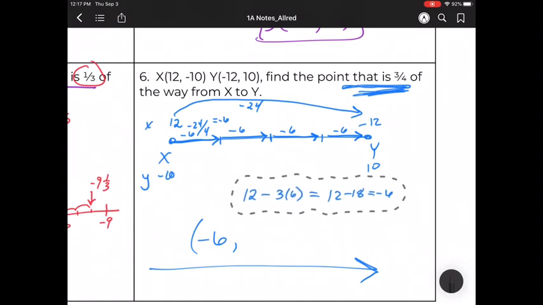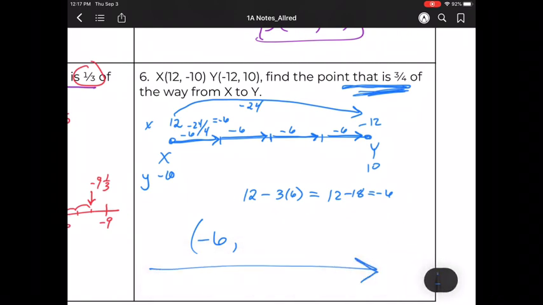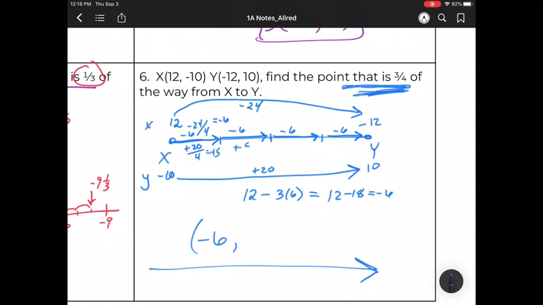I'm just moving this up to give myself some room. Okay, we're going to do the same thing with the y values. From negative 10 to positive 10, that is a total length of 20, but we're adding 20 to the y values. Negative 10 plus 10 gets you back to 0. 0 plus 10 gets you up to positive 10. So you're adding a total of 20. So each one of these is like taking a plus 20 divided by 4. Well, that's plus 5. So each one of these is a plus 5.